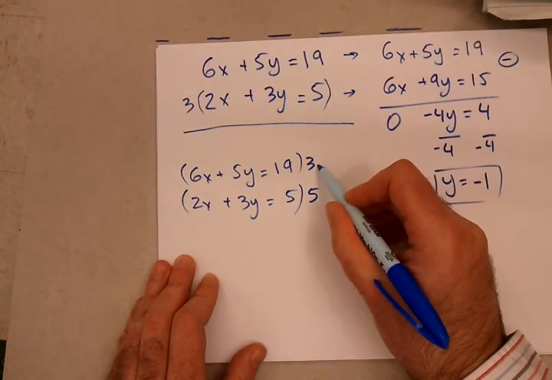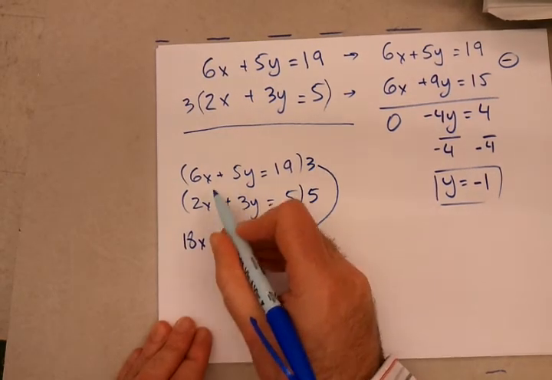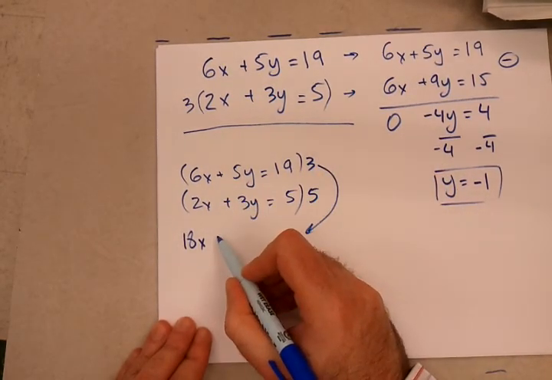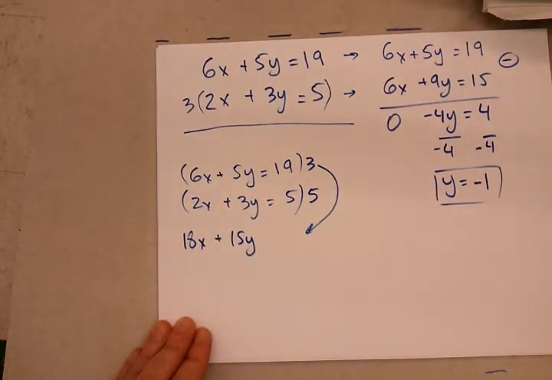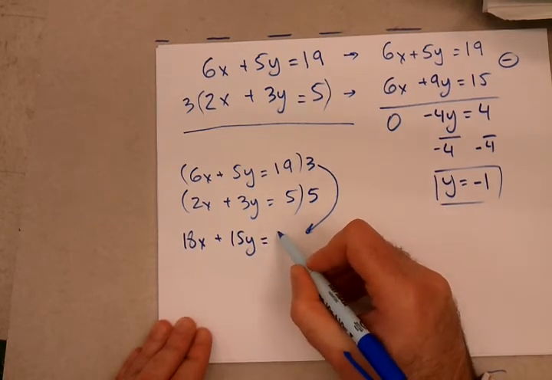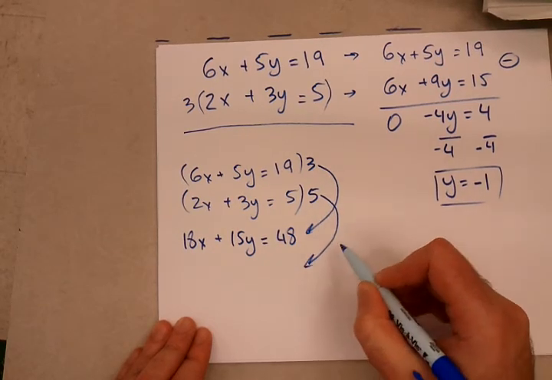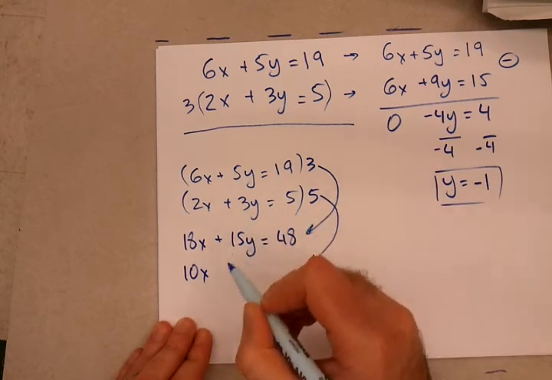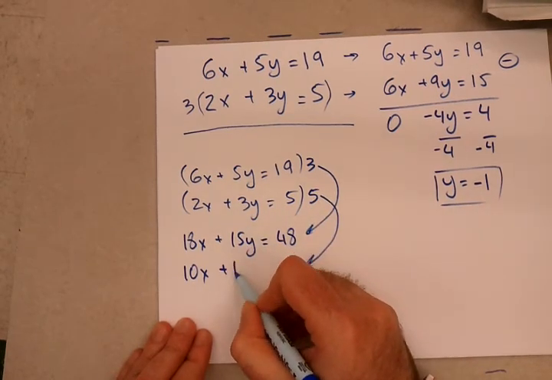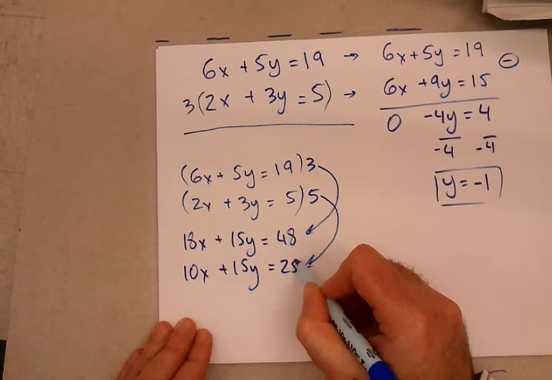So I'm going to do the top one over here. 3 times 6, that's 18x. 3 times 5y, that's 15y. And 3 times 19, that's going to be 48. I'm going to do this one underneath it. 5 times 2x, that's 10x. 5 times 3y, that's the 15y, what we want. 5 times 5, that's 25.